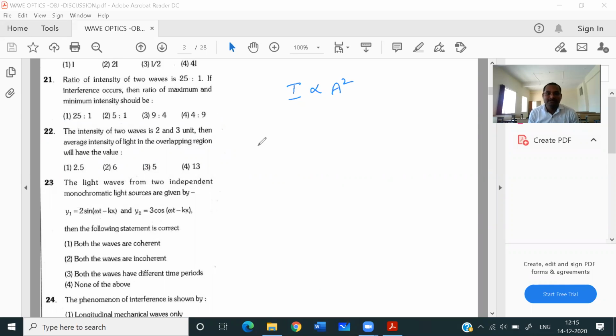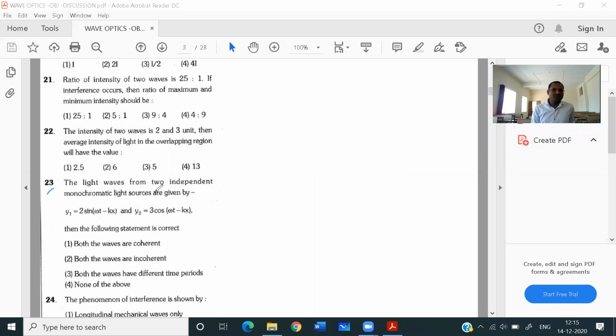So I average is equal to I1 intensity plus I2 intensity. It can be written as A1 square plus A2 square. When amplitudes are given, the average intensity will be A1 square plus A2 square. You need to remember this formula and the earlier formula, both important. Clear? Next, question number 23.